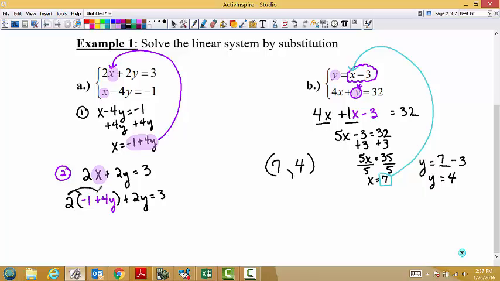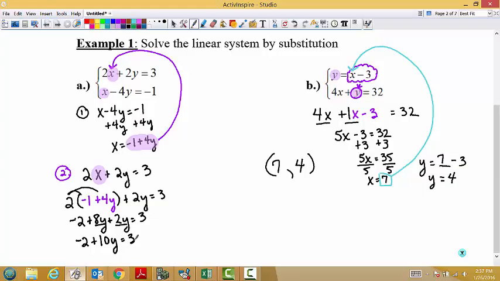So now I distribute. So it would be negative 2 plus 8y plus 2y equals 3. And then I combine like terms. Negative 2 plus 8 plus 2 is 10y. They're on the same side, so you don't subtract them.